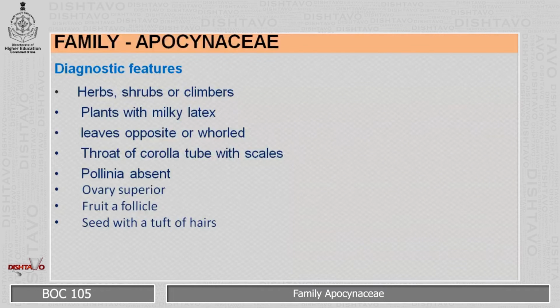Then here we have pollinia absent. Very important because you're going to study another family where pollinia are present. Ovary is superior, because all the floral parts come below the ovary. Because the ovary is superior, in a sense it is higher above the rest of the arrangements of the petals, stamens, corolla and all the others. Fruit is a follicle and seeds are found with a tuft of hairs.